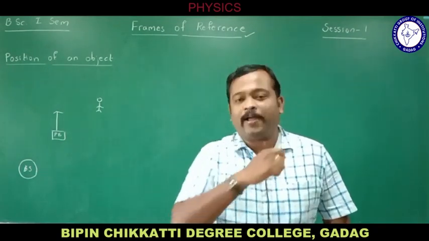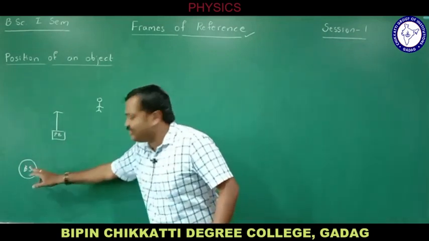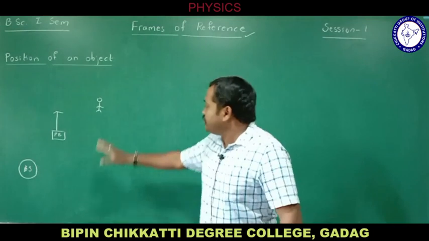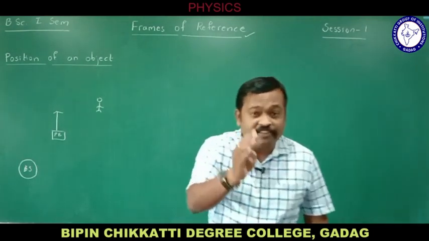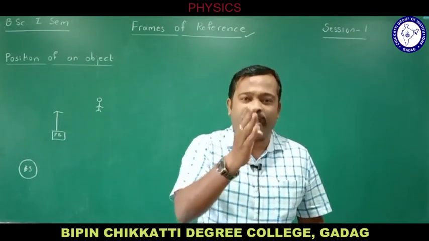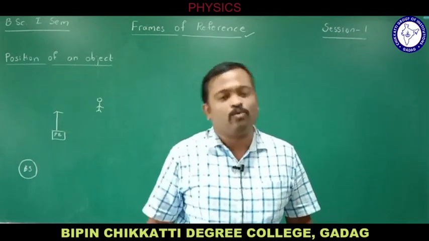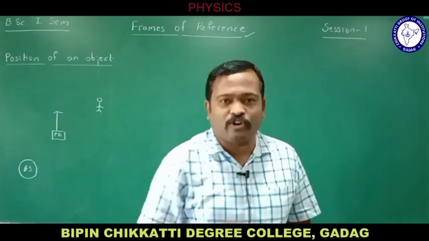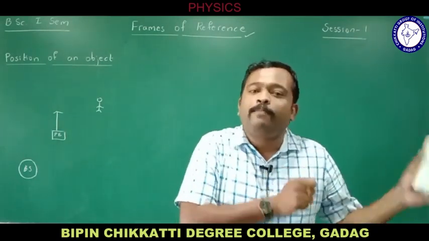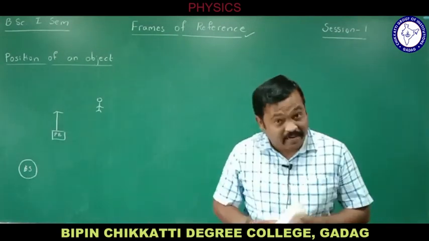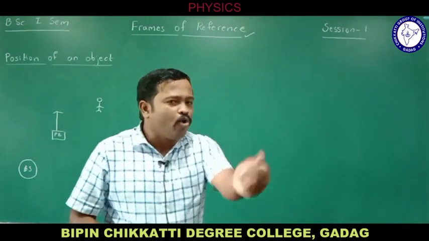Let me imagine this case and explain how to describe the position of an object. This is a petrol bunk and this is the bus stand. When you describe the position of an object with reference to the point of reference, that is called the position of an object. So what is the position of an object? Position of an object is the location of the object with reference to the point of reference. This can be expressed by using certain coordinates.